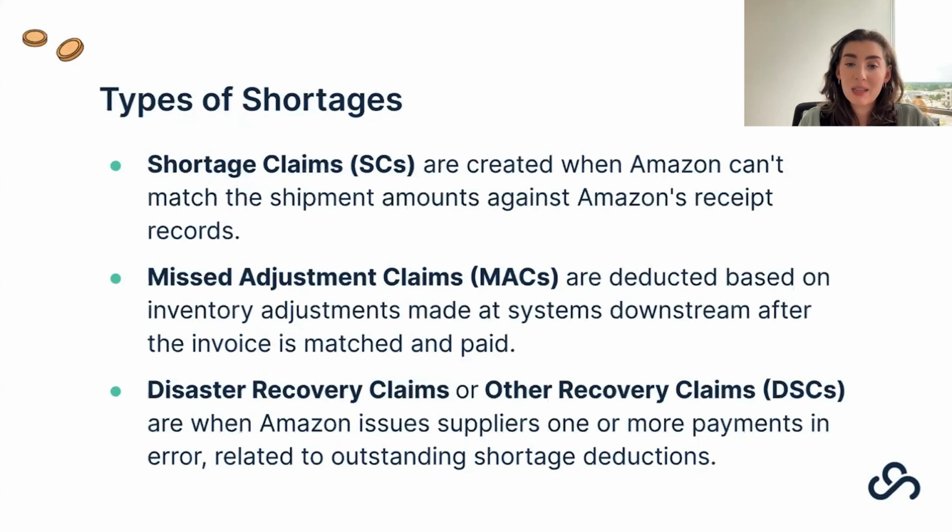Then there's missed adjustment claims, or MACs, and those are deducted based on inventory adjustments made in the system downstream after the invoice is matched and paid. We don't see those as much, but if you have seen those, go ahead and let us know in the chat, and we'd like to talk about those. Then other shortage ones can be disaster recovery claims or other recovery claims, referred to as DSCs. These are when Amazon issues suppliers one or more payments in error related to outstanding shortage deductions. So essentially saying, hey, we think we owe you this. Oh, wait, actually, we don't. We need to pull that back.